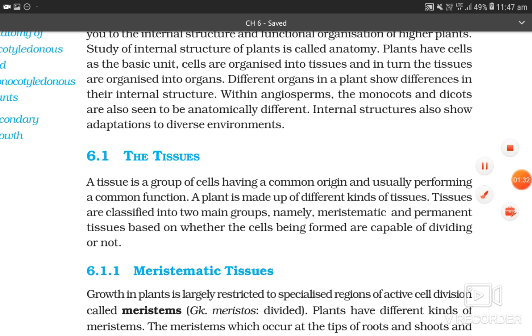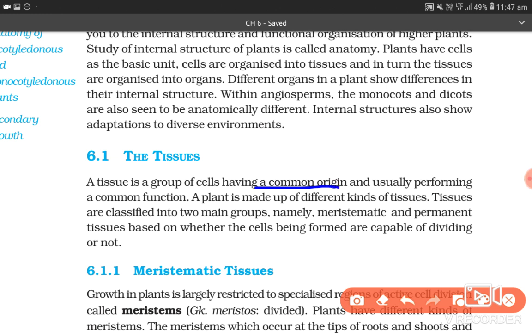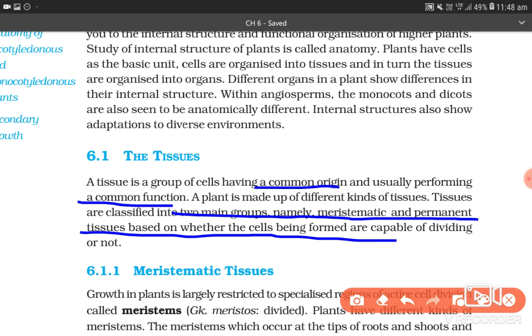6.1 The tissues. A tissue is a group of cells having a common origin and usually performing a common function. A plant is made up of different kinds of tissues. Tissues are classified into two main groups, namely meristematic and permanent tissue, based on whether the cells being formed are capable of dividing or not.